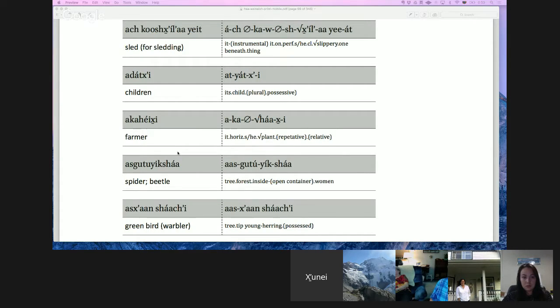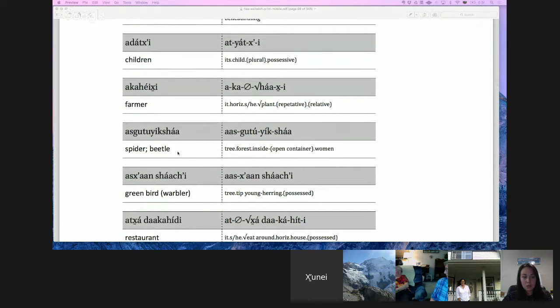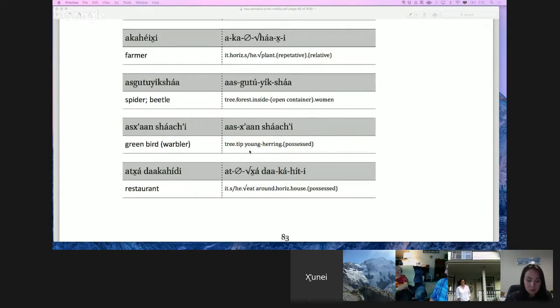Askatuyiksha, beetle, and also a spider. So this would mean the women in the forest, and I don't know. You know, someday I'll figure it out. Someday someone will tell me, or I'll figure it out why these particular names. And sometimes there's meaning, sometimes it's obvious thinking of things, sometimes it isn't.